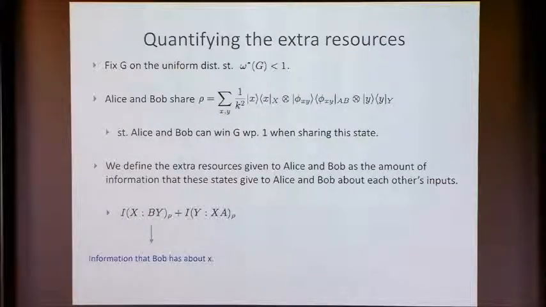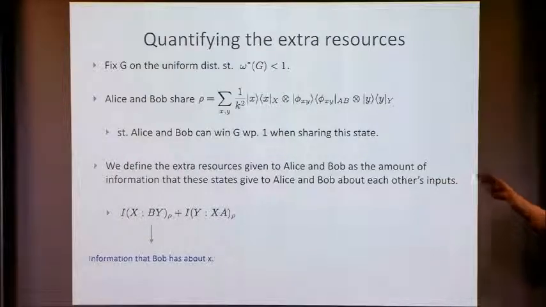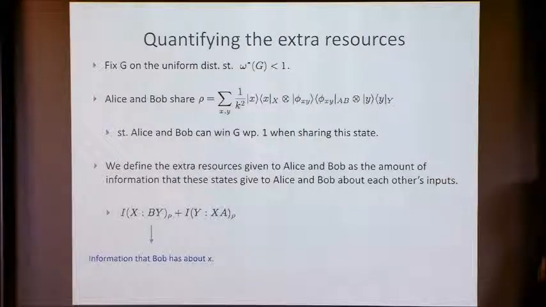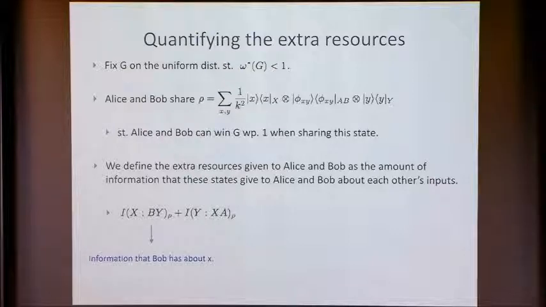So we start from a game. We fix a game on the uniform distribution, and we assume, let's say, that the entangled value is smaller than 1. Now we give to Alice and Bob these extra states phi xy. This means that Alice and Bob share this state. So this is the input they receive, the output they receive. They get each x, y with probability 1 over k squared, and then they have this state that they share. And we assume that with these states, Alice and Bob can win the game with probability 1.